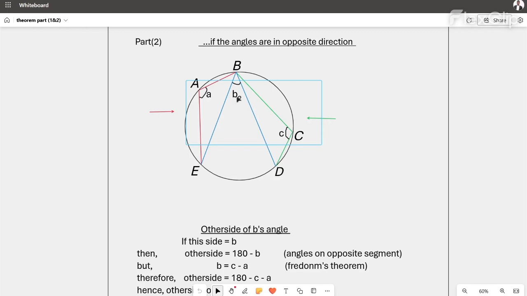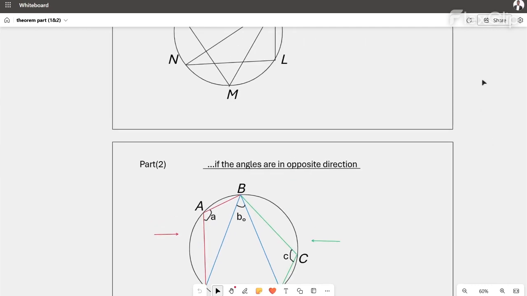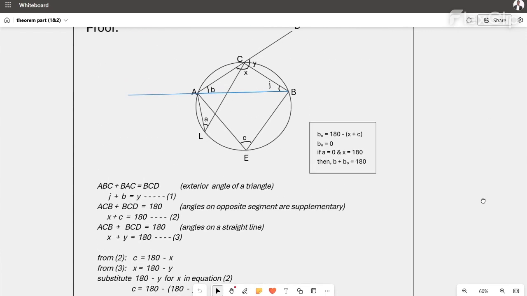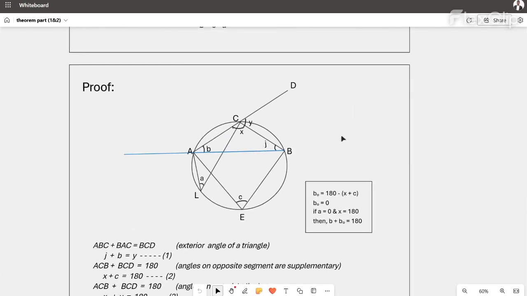If this B naught is the other side of B, where is B located in this diagram? Okay, let's go back to the diagram we used to prove this Fredonm's theorem. If you go back to that diagram, which is this one, this is the actual B, and in this video, the one we call B naught, I refer to it as the other side of B. So where is that other side of B in this diagram?